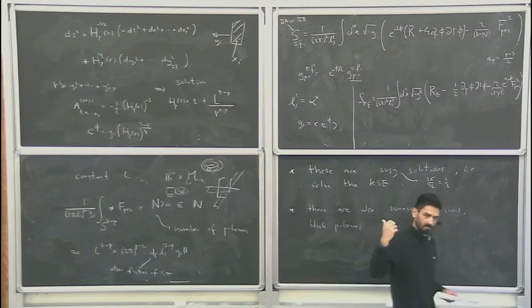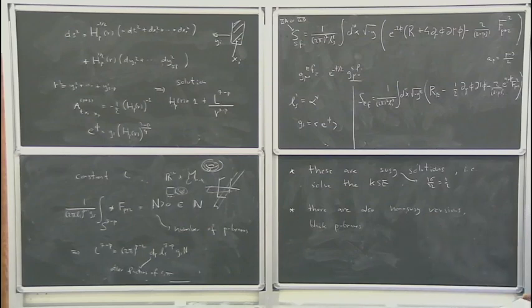So for any of these solutions, there is another version which breaks supersymmetry, and as hopefully I will have time to discuss a little bit at the end of next week, there is an associated temperature, so there are finite temperature versions like black holes. Right? So that's why I call them black branes.